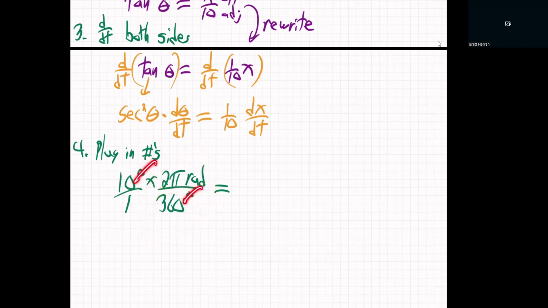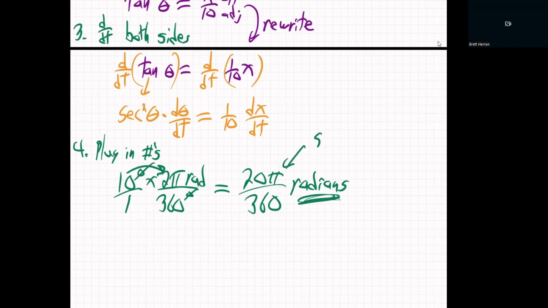So the degrees will cancel. And what do you get? Now you just multiply straight. 10 times 2 pi, that's 20 pi over 360. Could you reduce that? Yeah, but who cares? We're going to let the Desmos calculator do the work. That's my radians. I'm not going to get decimals or reduce it. That is 10 degrees now in radians.